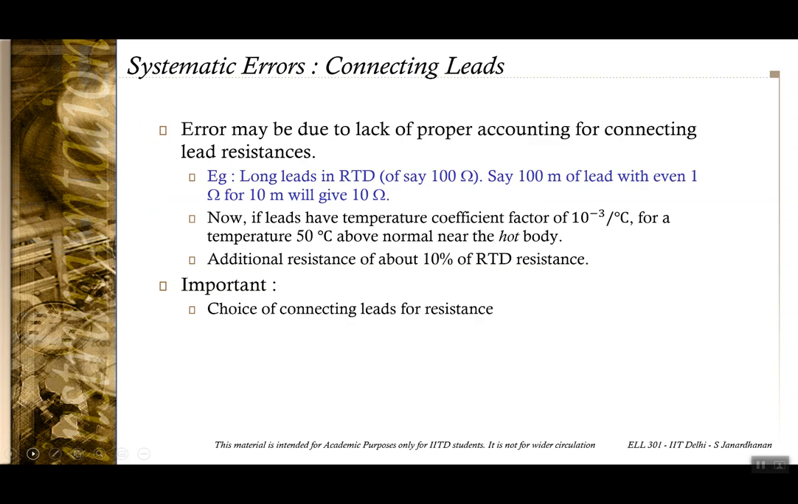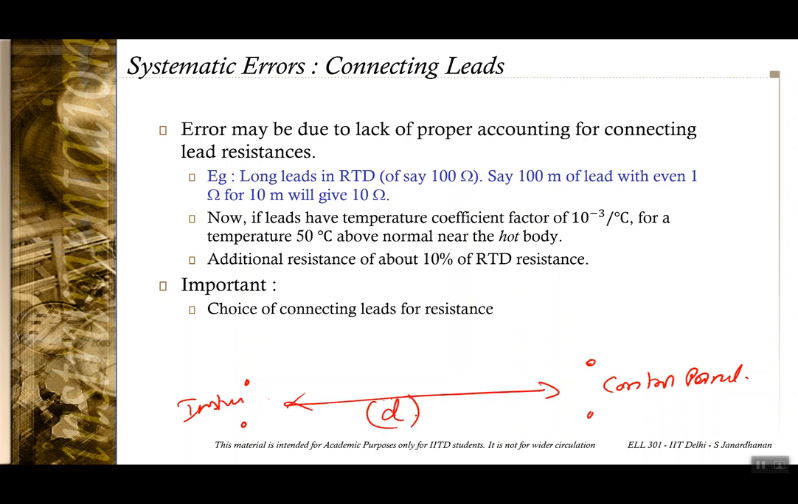The fourth type of error that can occur here is the errors due to the connecting leads, and this sort of error is significant when the measuring instrument and the control panel are separated physically by larger distances. So the connecting leads can have an effect here.